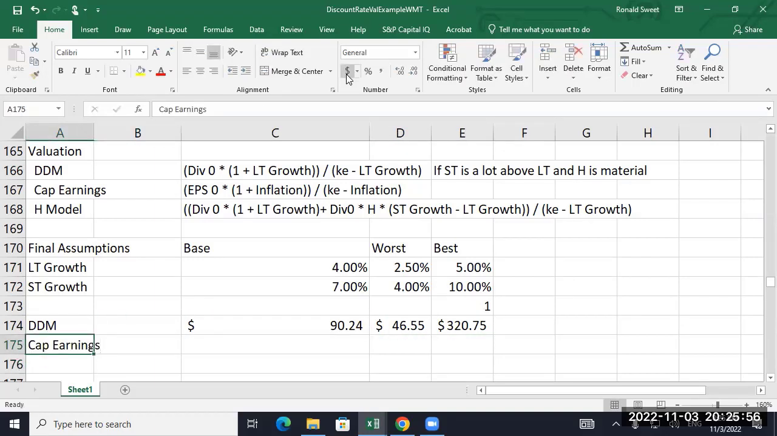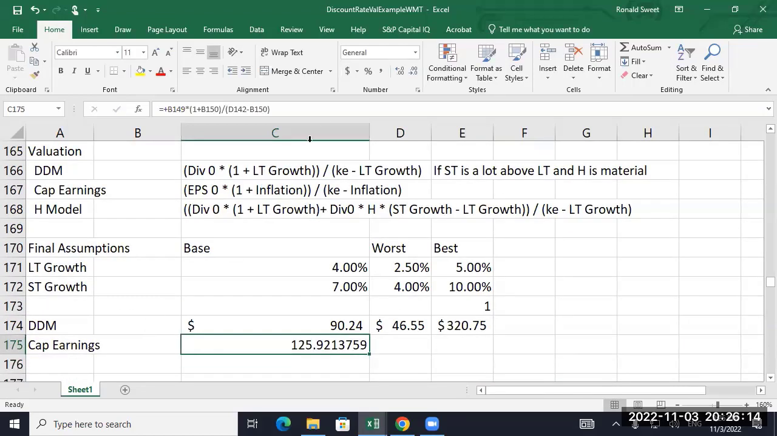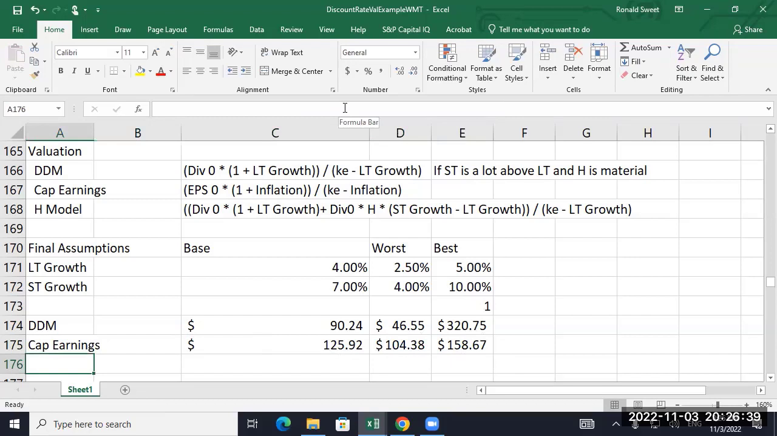Cap earnings. Here I use earnings per share 0 times 1 plus my inflation rate, which is 2.50, divided by KE minus 2.50. And it's not uncommon to get a value that's higher when the long-term growth and inflation aren't that far apart and the earnings is much higher than the dividend. You can get higher numbers. So lock in the earnings per share and here lock in the inflation. So the only thing that's changing here is my discount rate. I've had several, General Mills, Campbell Soup, those types, where you see that the cap earnings give you a higher valuation than the dividend discount model.